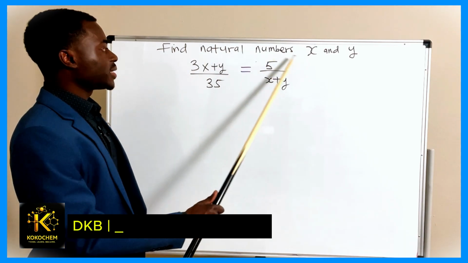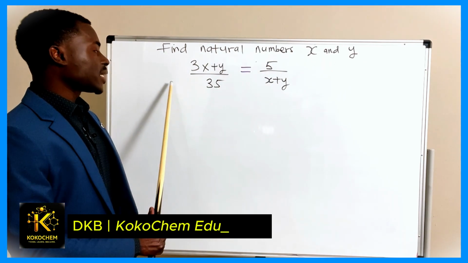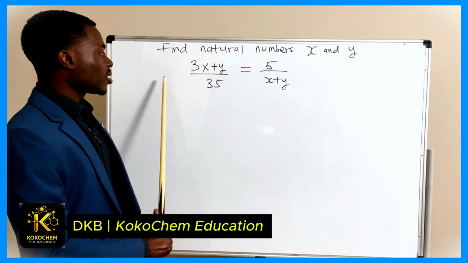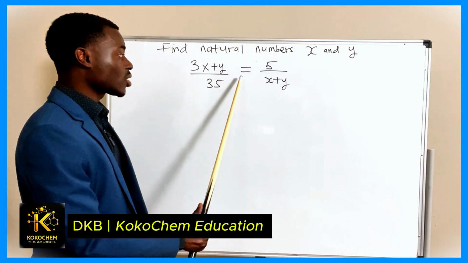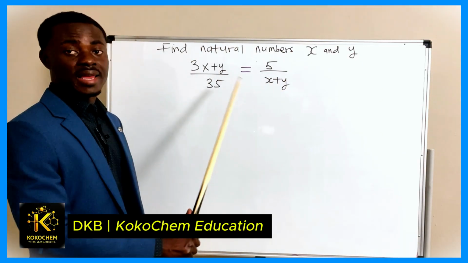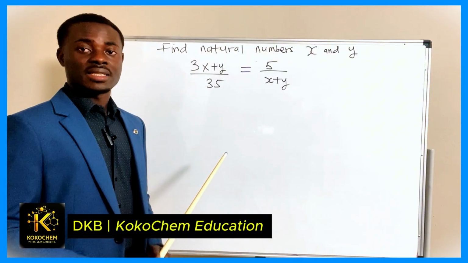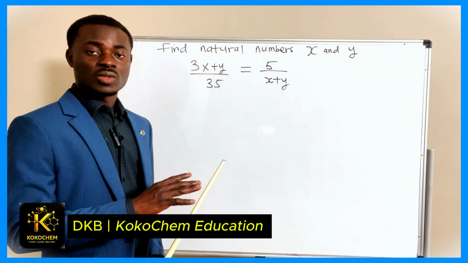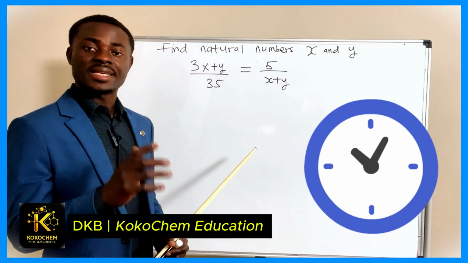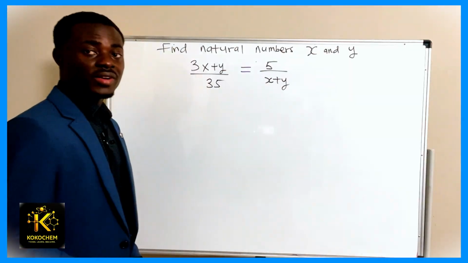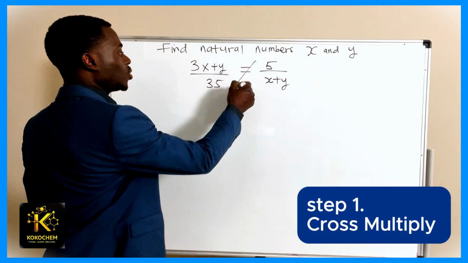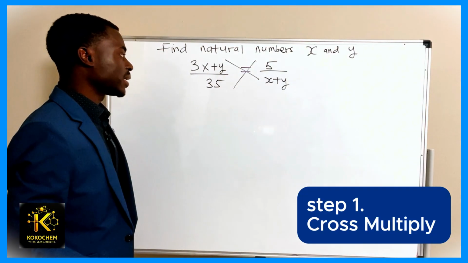Find natural numbers x and y such that (3x + y)/35 = 5/(x + y). Don't be intimidated. By the end of the video, you can solve this question in less than 10 seconds. So the first step is to do cross multiplication.